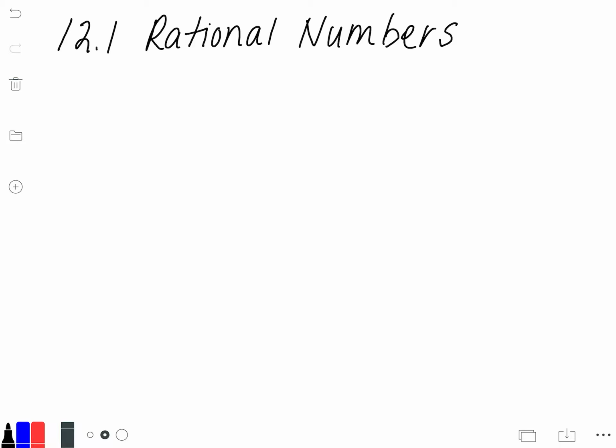Because there's a lot of background information that you need to know before we can move on to the next lesson. So we're just going to do example 1 today, which is converting a fraction or mixed number to a decimal.